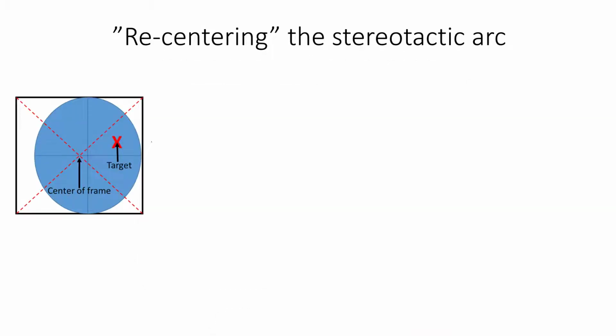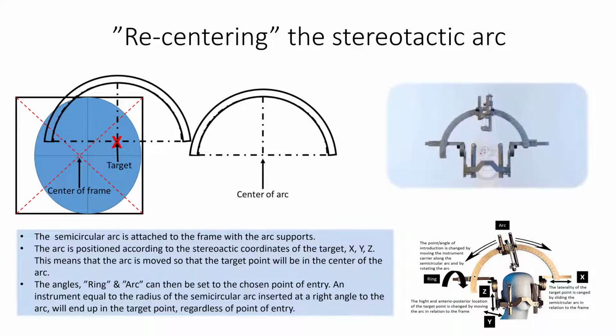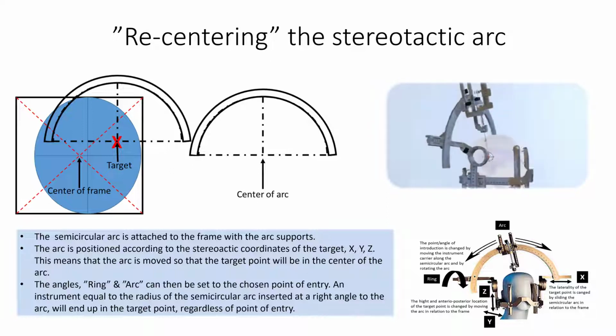In the OR, we will add the stereotactic arc to the frame. If we put this in its neutral position on the frame, then it would coincide with the origin, that is, with the center of the stereotactic system. However, we don't want to reach this, but our target structure for DBS, so we set the coordinates for this target so that the center of the arc becomes displaced and is now coinciding with our intended target. We see the same in this video, how the arc is recentered as to coincide with the target.